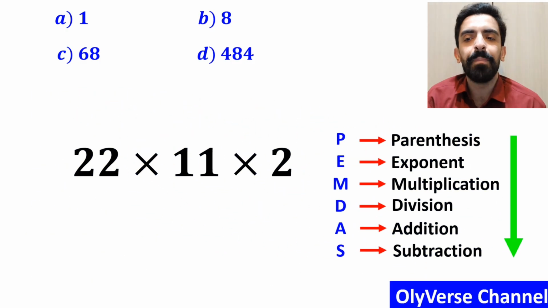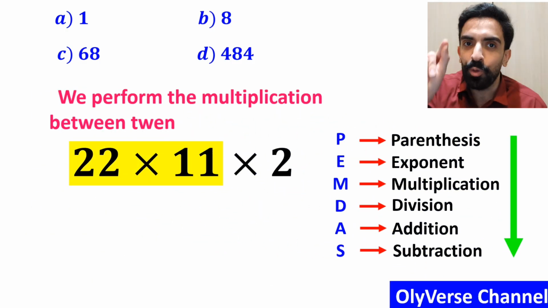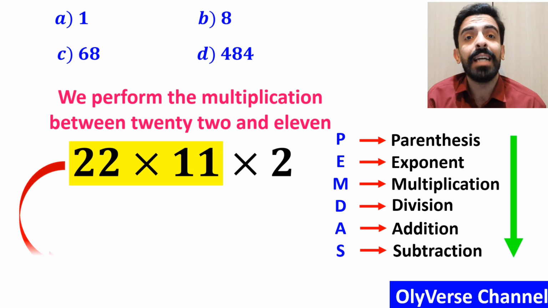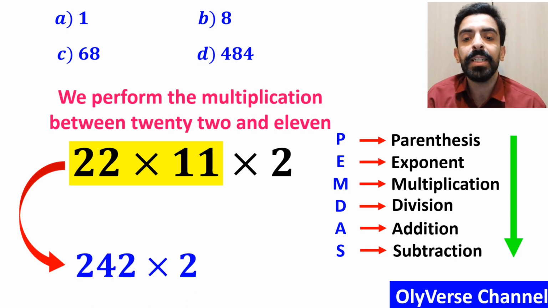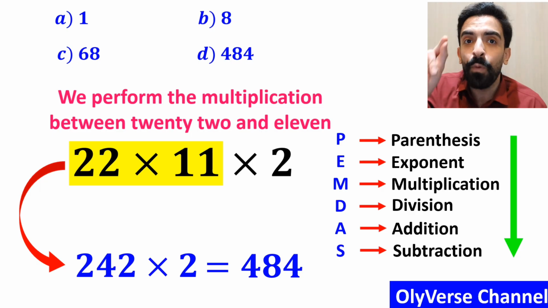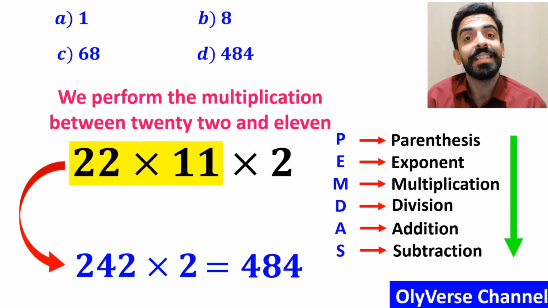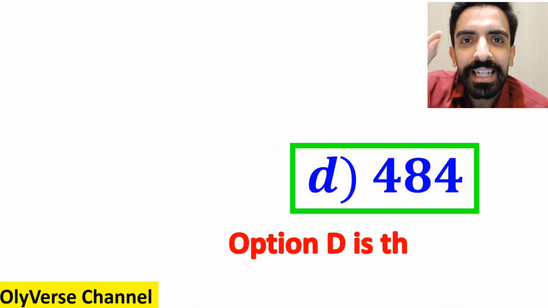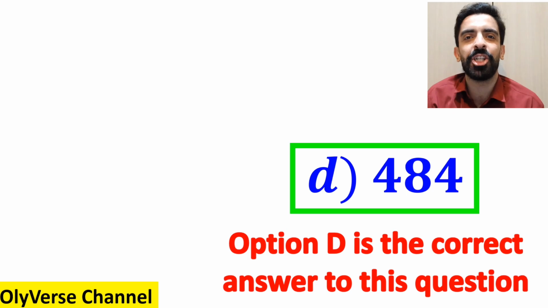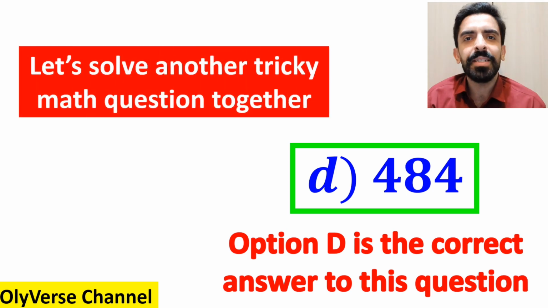And the final step, we perform the multiplication between 22 and 11. And instead of this expression, we can write 242 times 2, which finally gives us the answer 484. That's great. Option D is the correct answer to this question. Alright, now let's solve another tricky math question together.